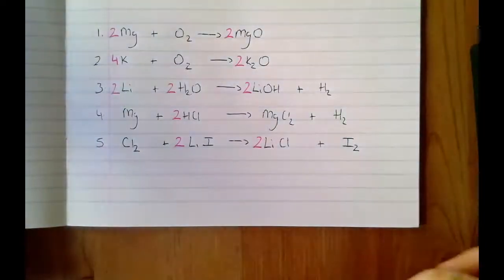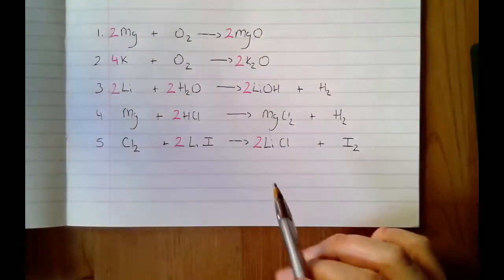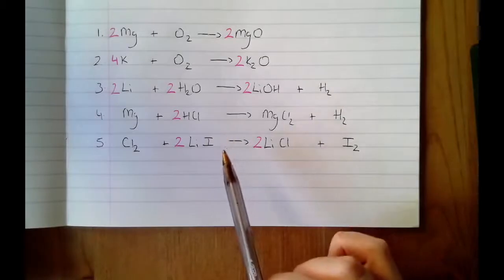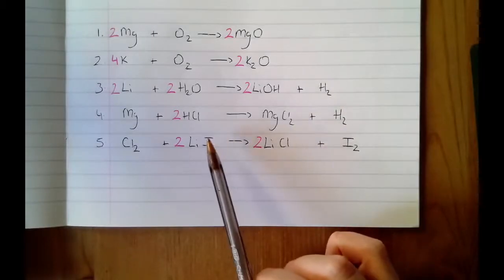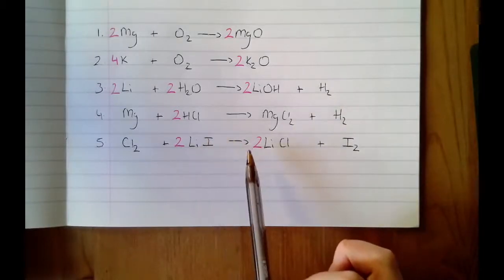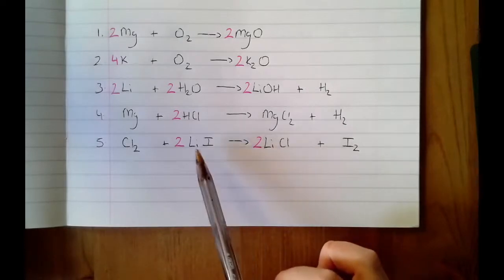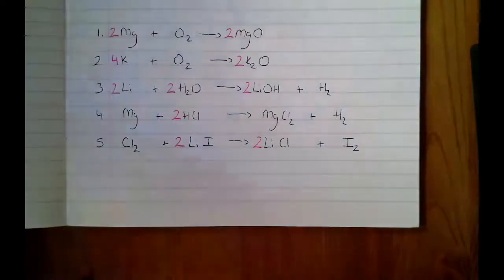Okay, so these are the answers. This is what you should have gotten. They're all similar to the examples that I went through above, so I'm not going to go through them all again. Just please remember to be using large numbers and to double check at the end that you've got the same number of elements on each side.